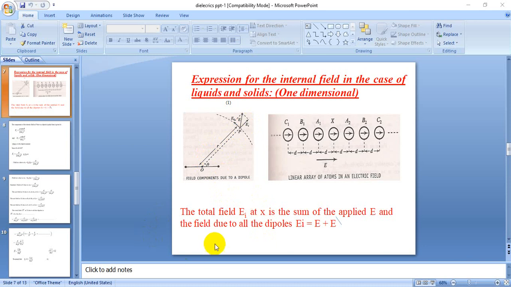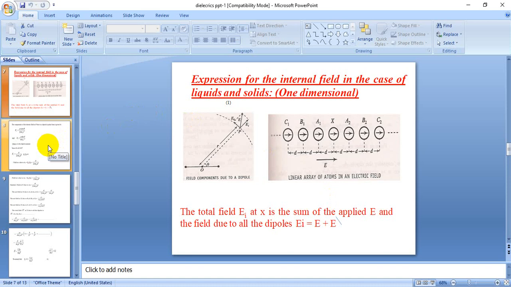The total field is nothing but the total internal field, denoted by the letter EI, which is equal to the applied electric field plus the electric field due to all the dipoles, that is E prime. Once again I repeat, the total internal field can be written as the applied electric field, small e, plus E prime, the electric field of all the dipoles. So this is the total electric field expression. How can we arrive at this expression?